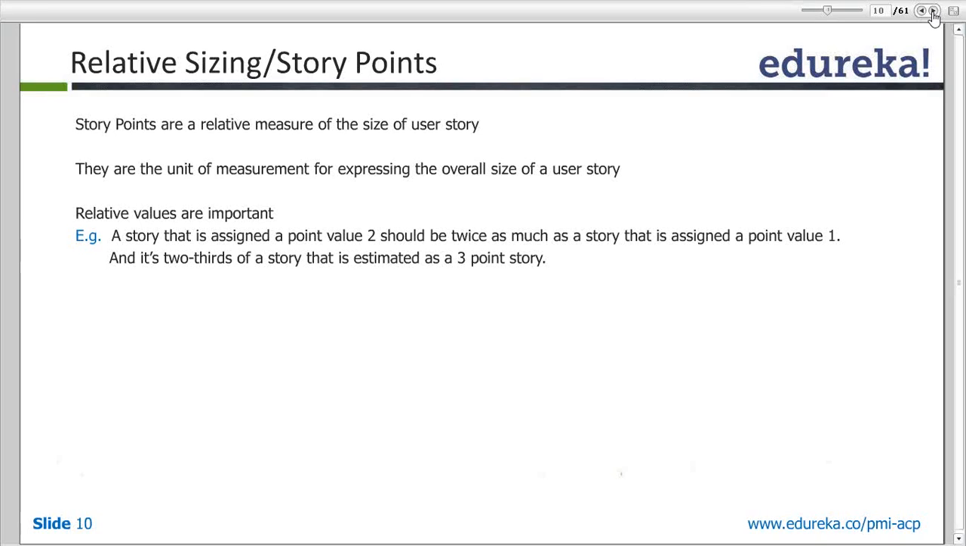right? So let's take an example here. A story that is assigned a point value 2 should be twice as much as a story that is assigned a value point 1. So if I'm using my Fibonacci series, and I say the size of my story A is 1 and the size of my story B is 4, that should ideally mean, not exact calculation wise, that story B, which has a story point value of 4, is 4 times complex or maybe bigger than the story which has been assigned value 1.